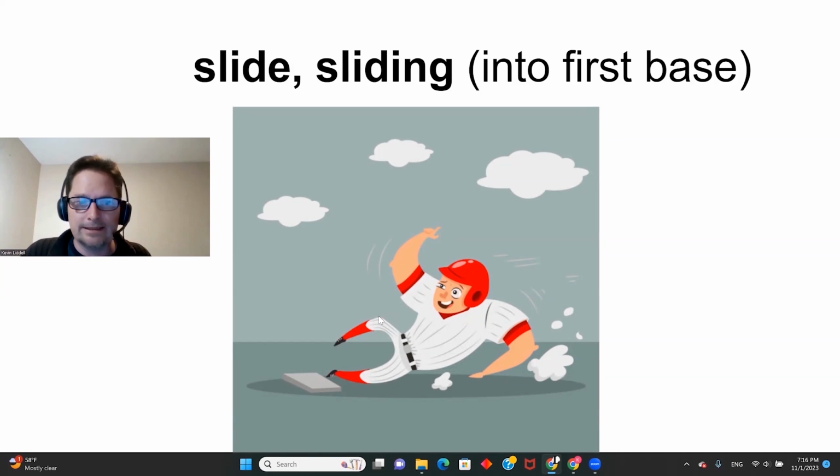Slide in a continuous form, sliding. The baseball player is sliding. It's a longer distance. It's not slip, it's slide. The baseball player is sliding into first base. You can slide into first base, second base, third base, or home plate. We use the preposition into. He's sliding into first base.